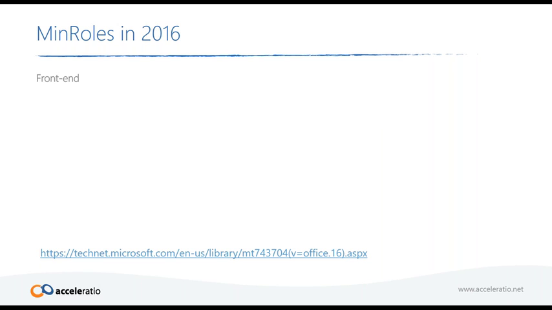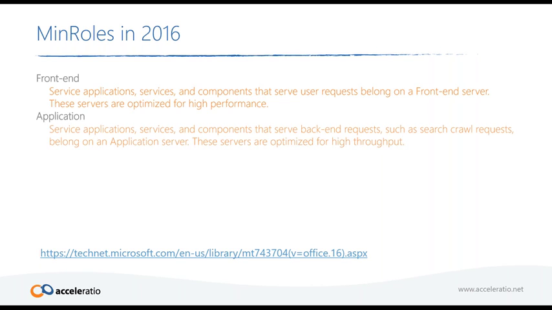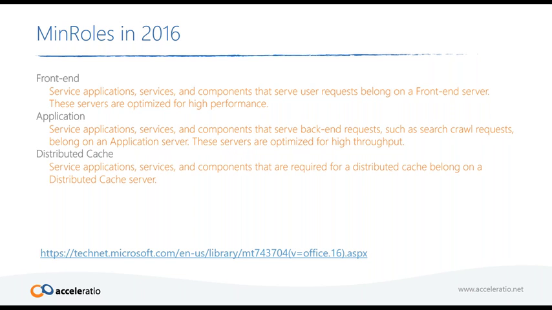In 2016, the new feature is they are introducing MinRoles. These are the default MinRoles. This is the front-end server. Front-end serves everything related to users. We have an application server. This runs the backend stuff like crawling, and it serves as an application server for timer jobs and stuff like that. Then we have a caching server. Caching server caches the stuff in your environment, and then we have search, which is pretty much responding to all the requests related to search.